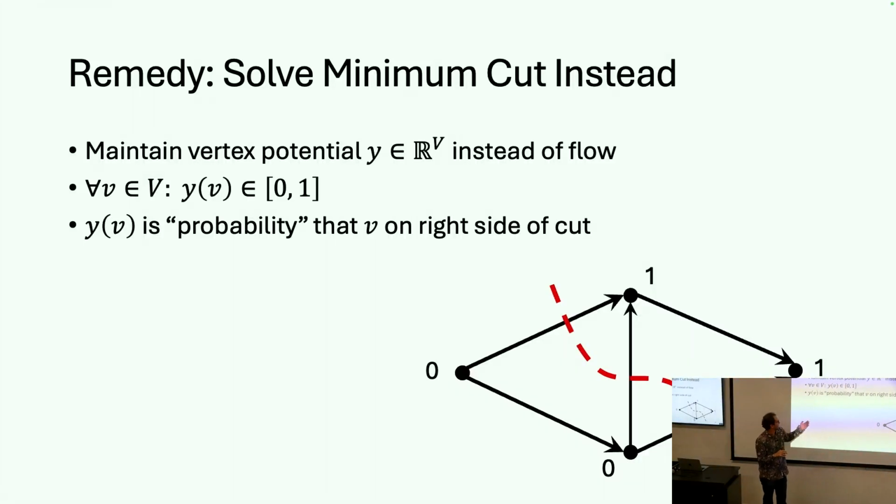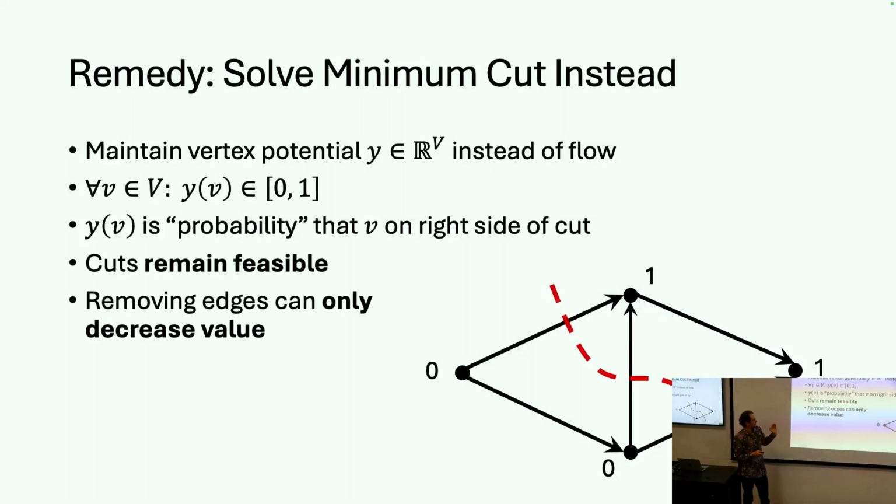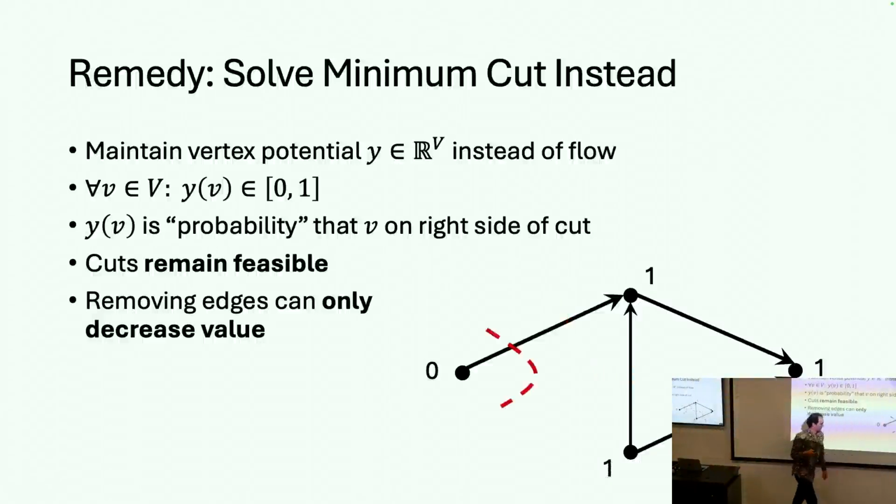So here we're just going to assign a probability to each vertex of being on the right-hand side of the cut. And here the probability is just discrete, zeros here and ones here. So this would be the current cut maintained by our algorithm. And again, cuts remain feasible, and removing edges can only decrease the value. It can only make it better. So maybe this edge gets removed, and now we want to change our cut by putting this vertex on the right-hand side like this. But this cut here, although not optimal, is still a feasible cut, and the solution can only get better. So these are the two crucial things that we need.